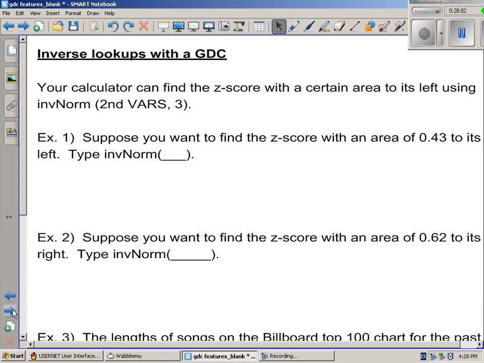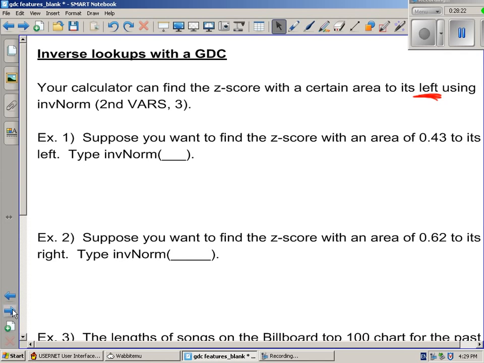Okay, inverse lookups with the GDC. Your calculator can find the z-score with a certain area to its left. And it only likes the left, using inverse norm, which is also a great superhero name, which is second vars and 3. So it's just below normal CDF.